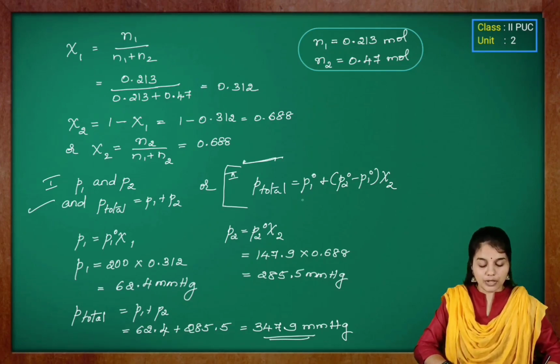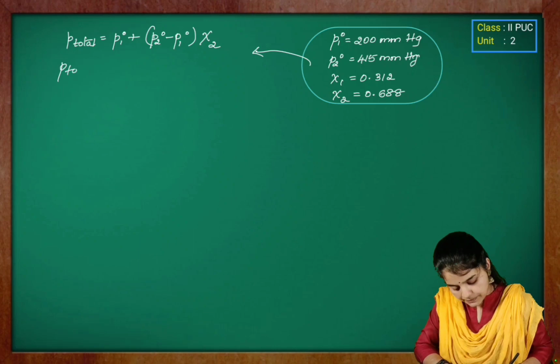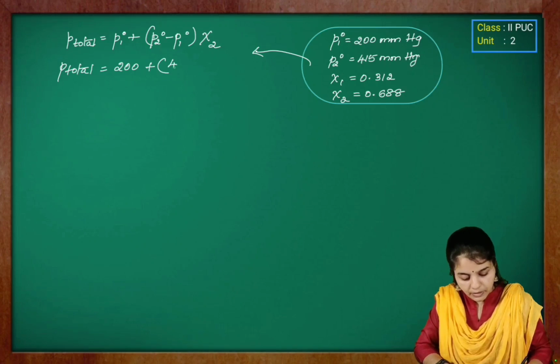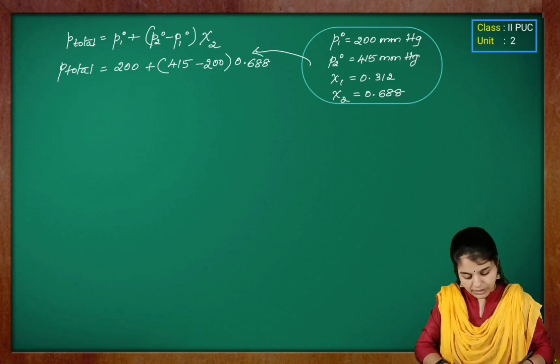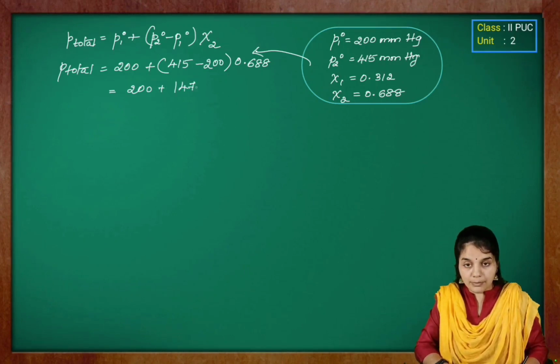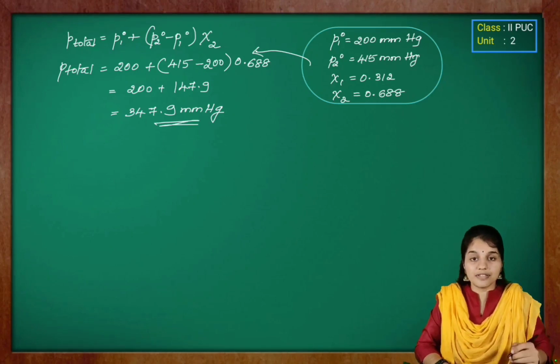So this is one way how we can arrive at the answer, or the second way, as I told, to use the formula P total is equal to P1 naught plus P2 naught minus P1 naught into chi2. Now let me substitute all the values into the expression. So we have P total is equal to P1 naught, that is 200 mmHg, plus P2 naught 415 minus P1 naught is 200 into chi2, that is 0.688, which is the mole fraction of dichloromethane. So simplifying this, we get 200 plus 147.9, and this is equal to 347.9 mmHg.